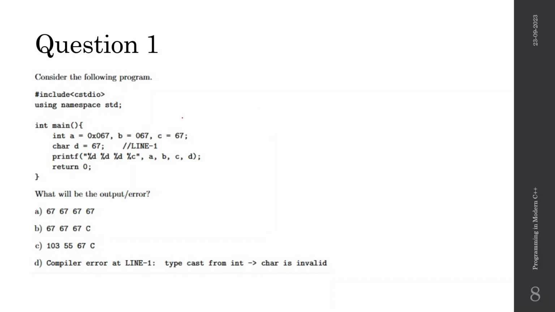Okay, so in this question, a is set to 0x67. So in C or C++, before a number, if 0x is present, then the rest of the number is interpreted as a hexadecimal number. So 0x67 will be interpreted as a base 16 number. So this will be 6 into 16 plus 7. This will be 96 plus 7, which is 103.